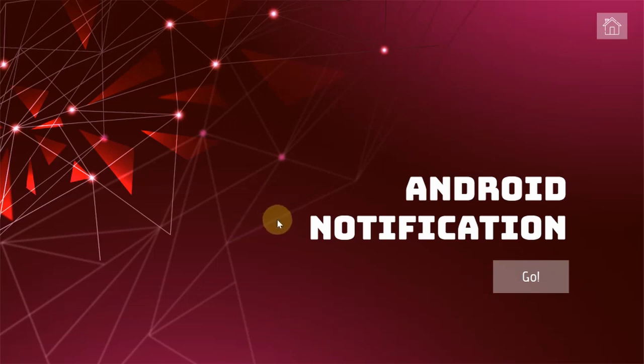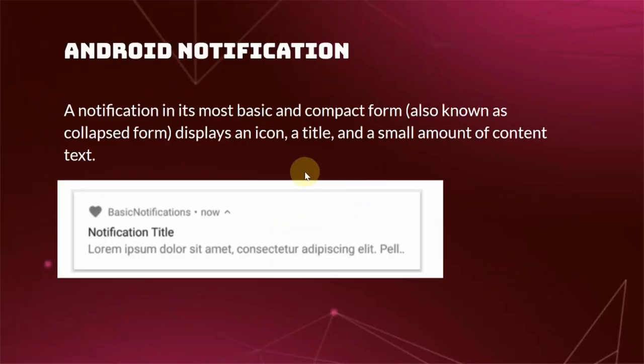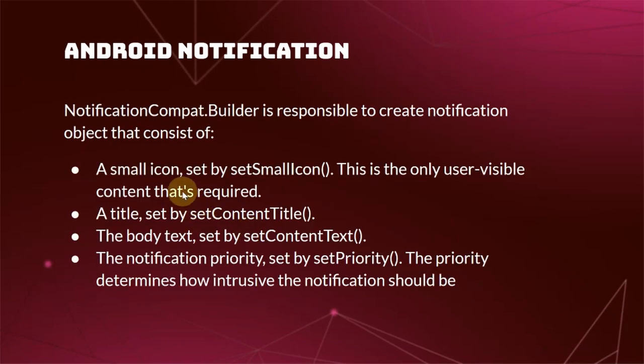We move on to Android notification because it relates to what we're going to do in today's tutorial. The Android notification is the most basic and compact form to display a notification to the user. It can contain icons, titles, a small amount of content text, and so on. For instance, you get a notification when a WhatsApp message comes in, and other apps can also trigger notifications in your applications.